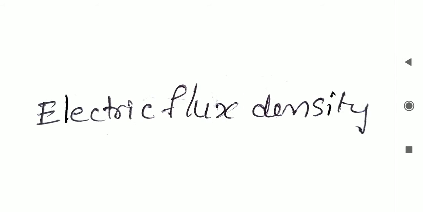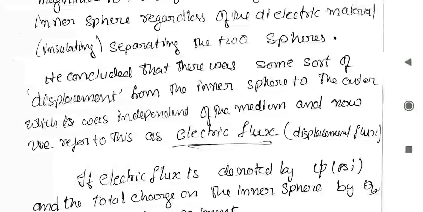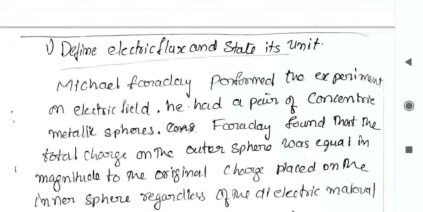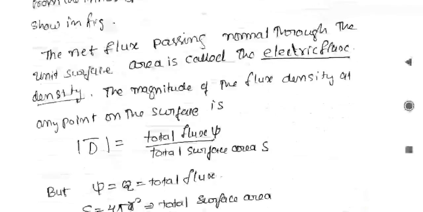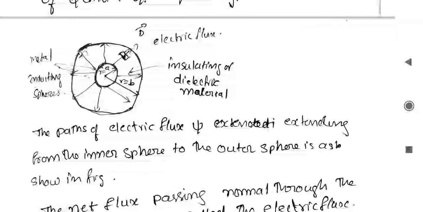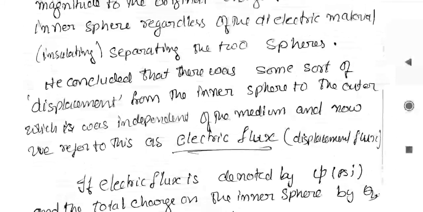Friends, today we are going to study electric flux density. So Michael Faraday conducted an experiment. He took two concentric spheres, an inner sphere and an outer sphere. He kept the charge in the inner sphere and measured the charge present on the outer sphere.